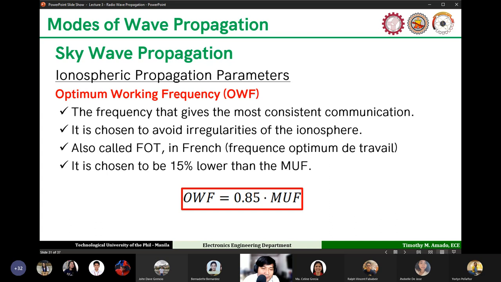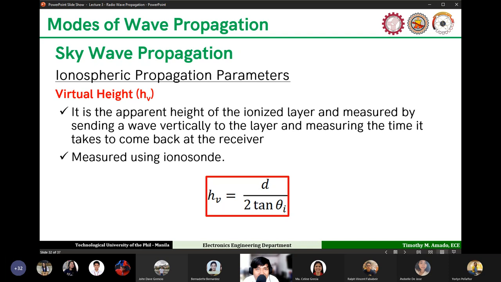And virtual height, guys. In the process of ionospheric sounding, you can measure the critical frequency, but you can also measure the virtual height. You send a signal, then it returns to Earth, and by looking at that time, you can approximate the part of the ionosphere where it reflected back. So that is the virtual height. We have a formula for the virtual height, guys, but you don't need it as long as you understand basic trigonometry.